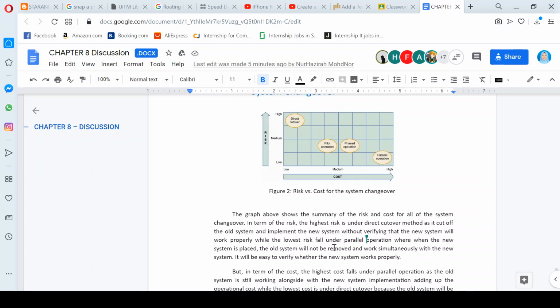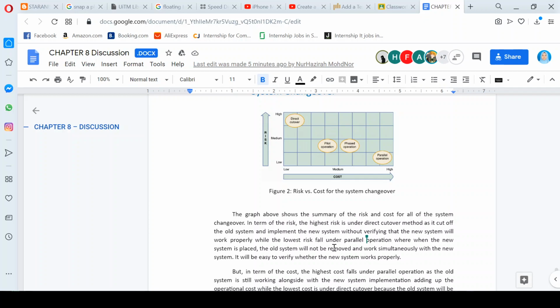Alright. For your personal opinion, from the 4 type of system changeover, so which one do you prefer? Pada saya yang paling selamat adalah parallel operation. Antara 4 tu saya rasa pilot operation yang paling bagus sebabnya kita test dia dekat satu group dulu. Maksudnya kalau satu group tu guna dan feedback dia bagus baru kita bagi satu organisasi tu guna.